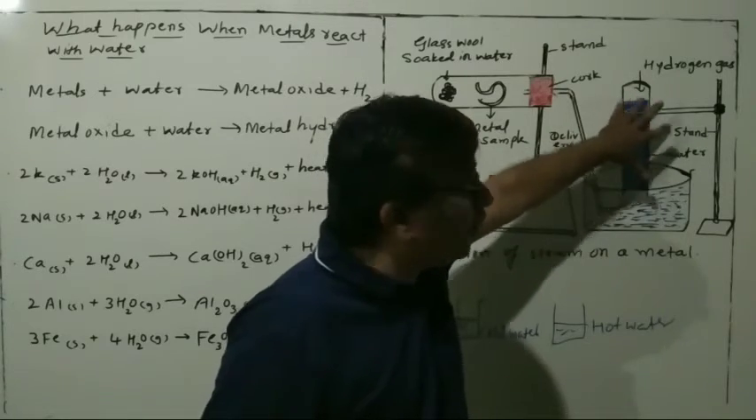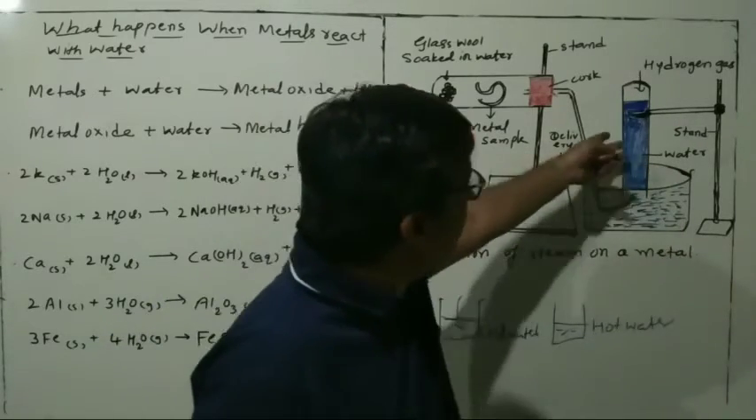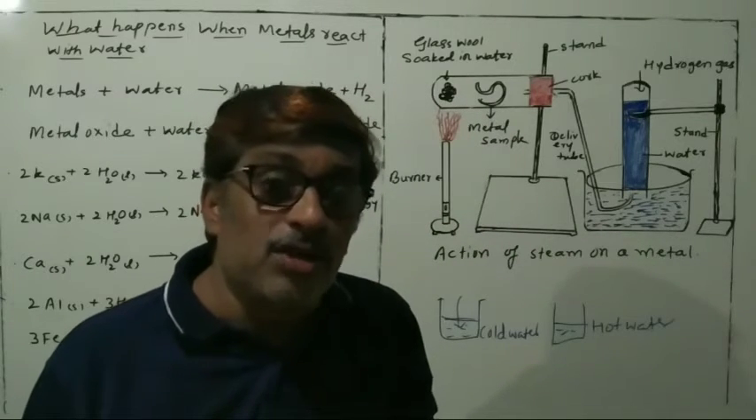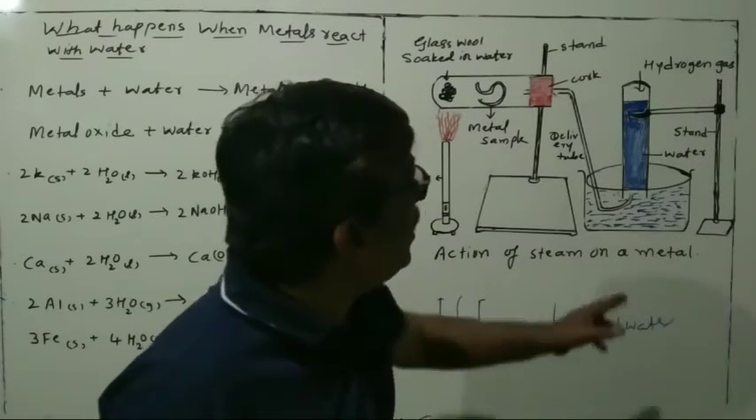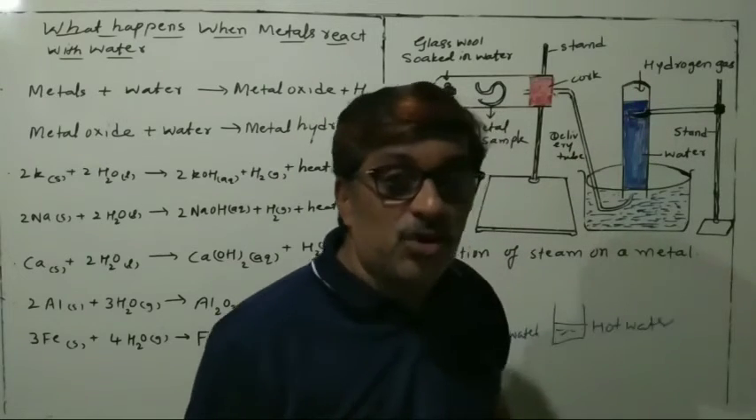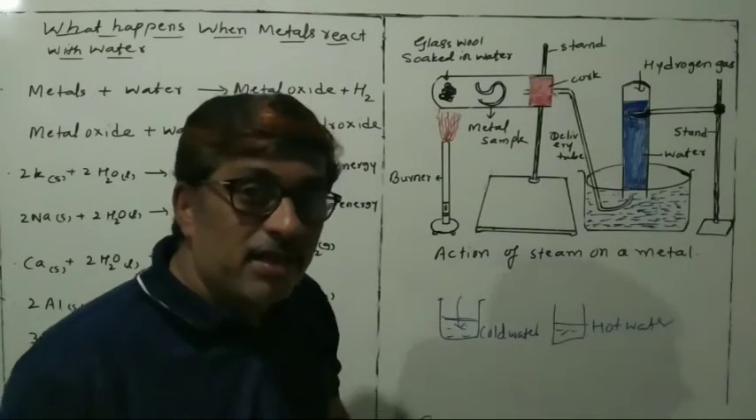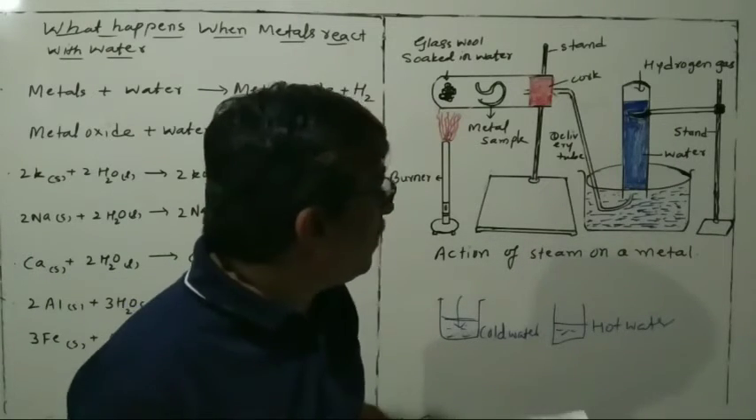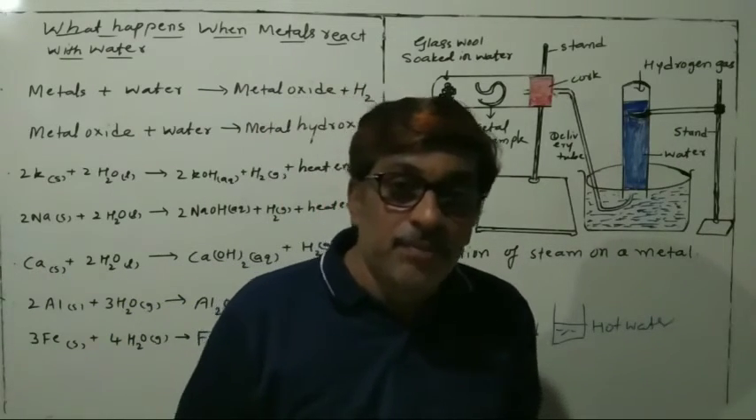So this passes through here. This is what you know as downward displacement. The test tube we are inverting is what we call downward displacement of water. So here hydrogen gas will be collected. In this way, hydrogen gas is collected. This way the metals react with the steam.